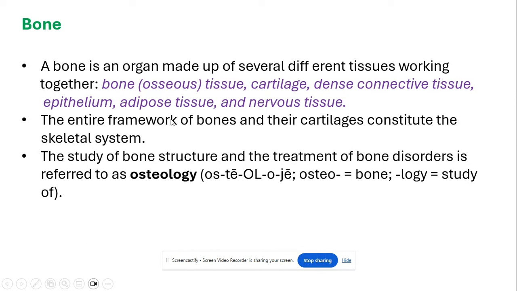The entire framework of bones and their cartilages constitute the skeletal system, yeah? Now, the study of bone structure and treatment of bone disorders is referred to as osteology. So if you really like bones and everything related to the skeletal system, you may want to get a PhD or study osteology. It is also a very interesting subject, yeah?